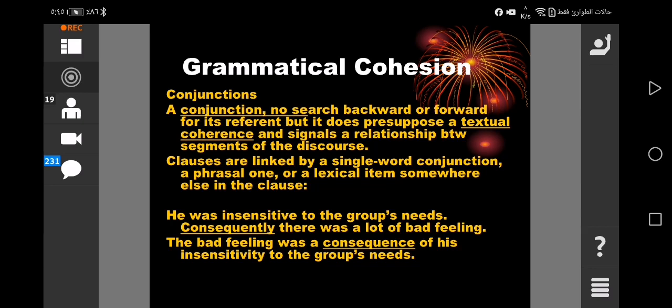He could have written it this way: His feelings were bad. Consequently, he was insensitive to the group's needs. See, his feelings were bad. Consequently, he was insensitive to the group's needs. But he has connected the two parts by using a conjunction at the lexical level.